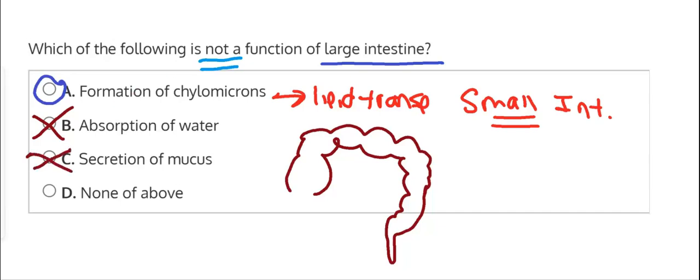And therefore option D, none of the above, would also be incorrect because we know that option A is true. So this is not a none of the above scenario. So then option A, formation of chylomicrons, would be a feature not being a function of the large intestine, and therefore our answer in this case.